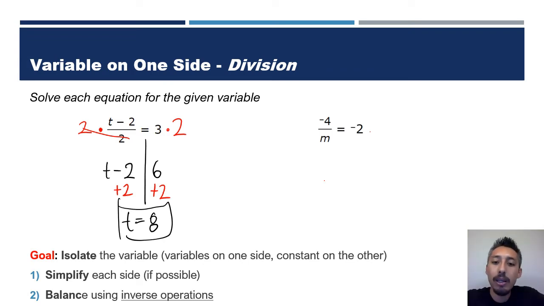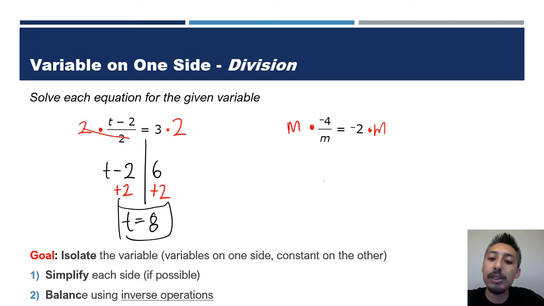In a very similar way, for number 2, we don't want m in the denominator. We don't want to see fractions like this. It makes our problem a little harder to work with. So similar to the way we got rid of that denominator, that 2 at the bottom for the first example, we're going to do the same thing for the second example. Negative 4 divided by m is equal to negative 2. We don't want the denominator. We don't want that m. So we're going to multiply it by m.